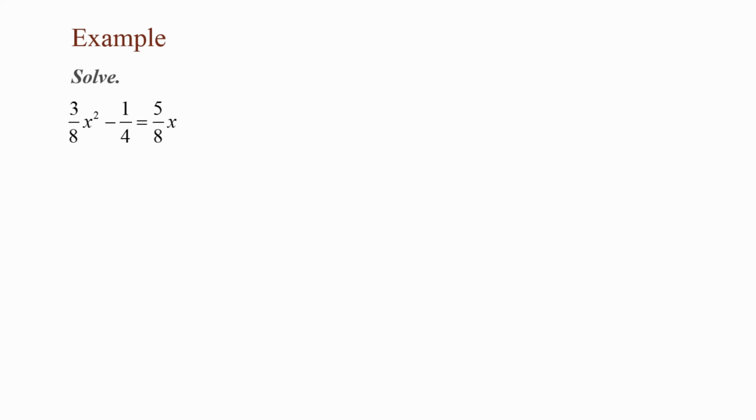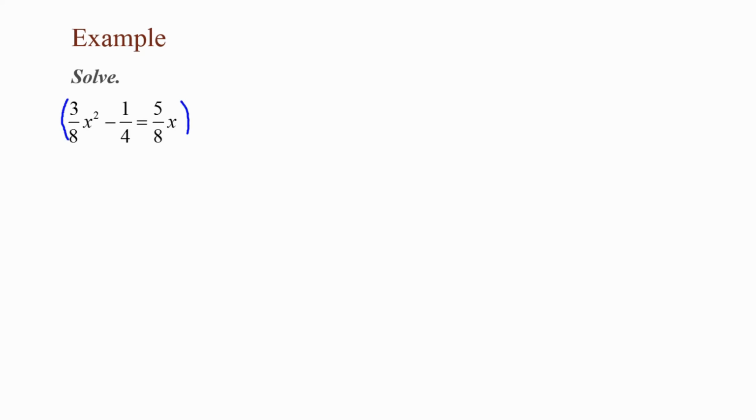In this example, we want to solve 3/8 x squared minus 1/4 equals 5/8 x. Since I have an equality, I have the option of eliminating my fraction. The least common multiple for 8, 4, and 8 would be 8.